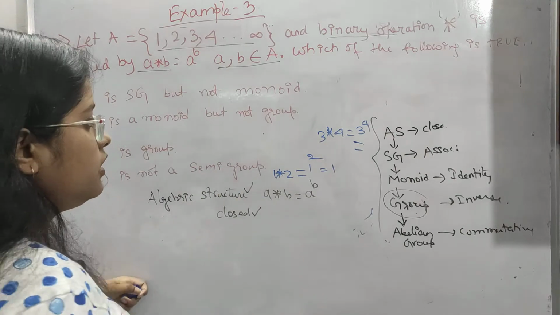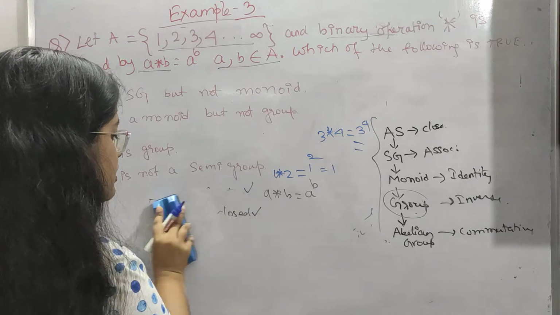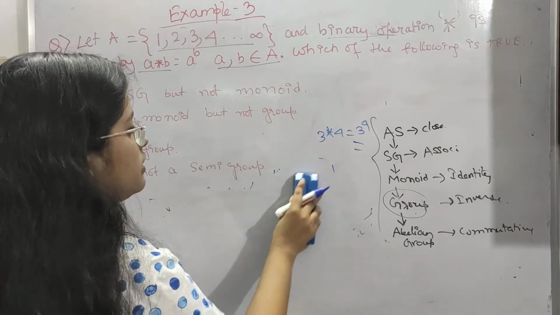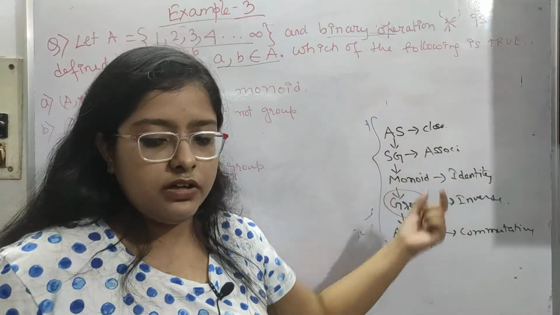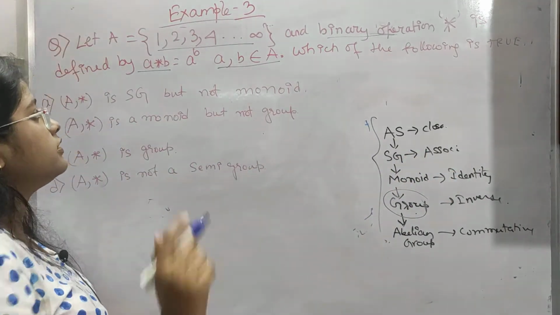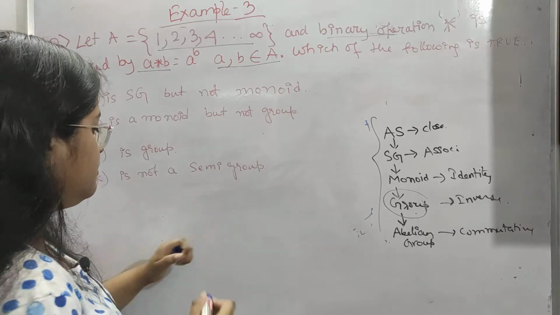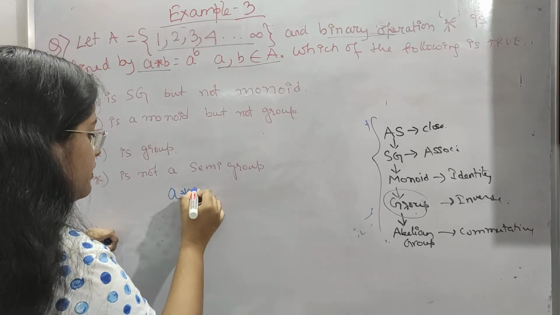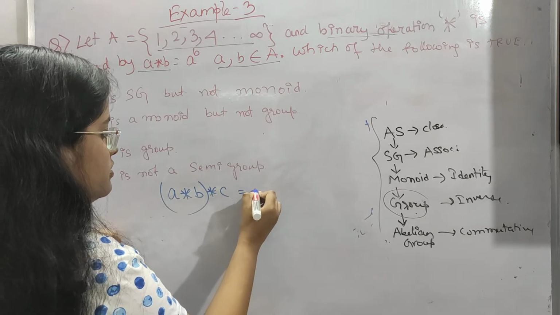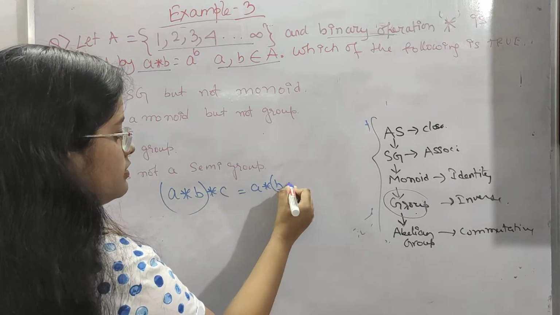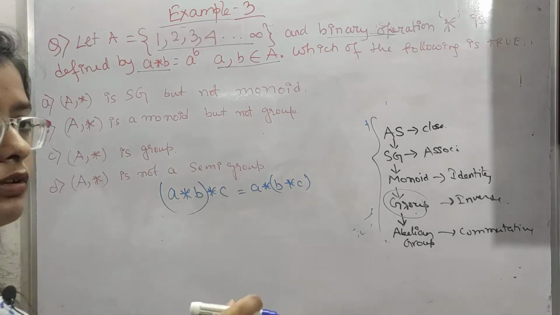So next, the important thing from now, we have to find out if it is associative or not, so that we have to prove. Next is semigroup, we have to find out if it is associative or not. Don't think this is multiplication, this is something different. So you have to see if it is associative or not. So let's take three variables, A star B, B star C. Let's take these two first, and here let's take these two first. Okay, so now A star B means A to the power B.